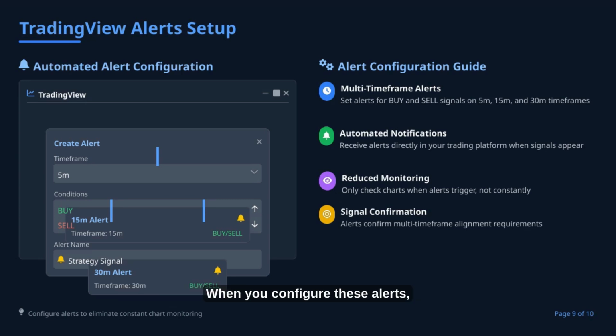When you configure these alerts, you'll receive automated notifications directly through your trading platform as soon as a signal aligns across your chosen timeframes. This way, you only need to check your charts when an alert triggers, which significantly reduces your monitoring workload. Alerts are configured to confirm that signals align with your multi-time frame criteria, ensuring you act only on the most reliable setups and can maintain discipline with your stop-loss and take-profit strategies we discussed earlier. Overall, this automated alert system streamlines your trading process while keeping you informed of key entry and exit points.